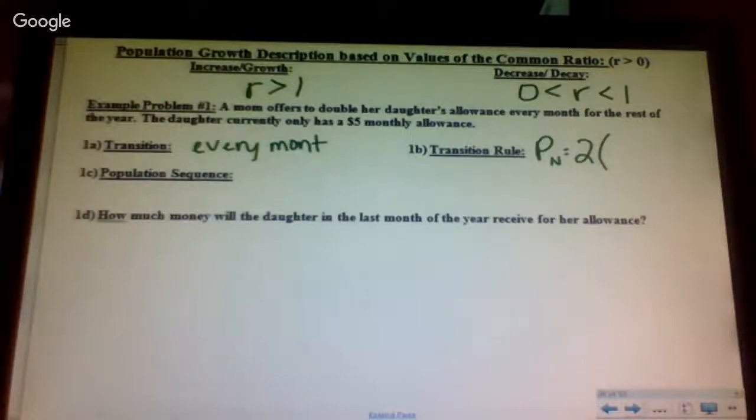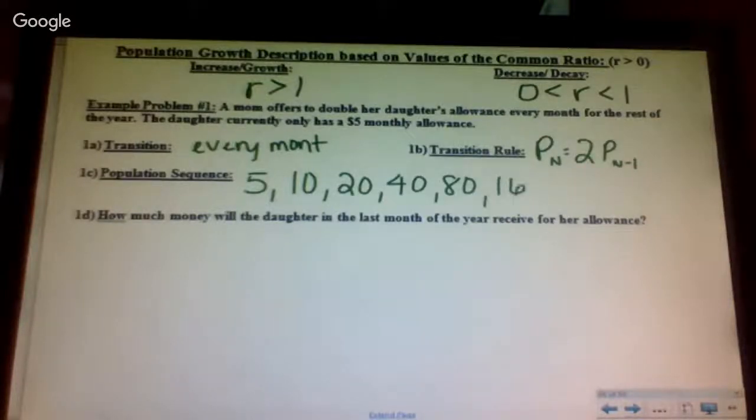So P sub n is 2 times P sub n minus 1. I take my previous number and I multiply it by 2. And I keep up with that pattern. So my population sequence then. The first month, she gets $5. The second month, she gets 10, 20, 40, 80, 160, 320, 640.